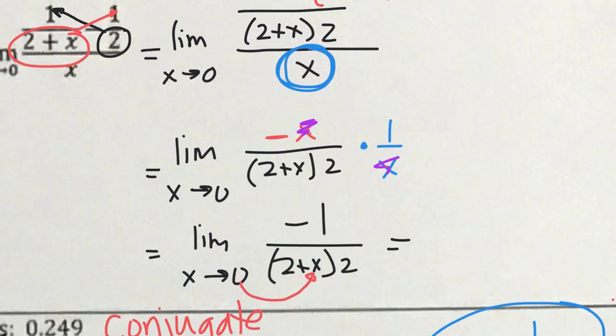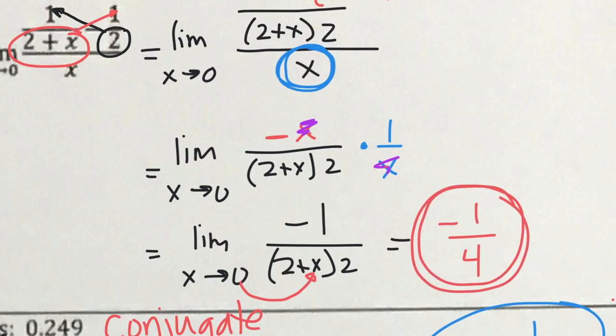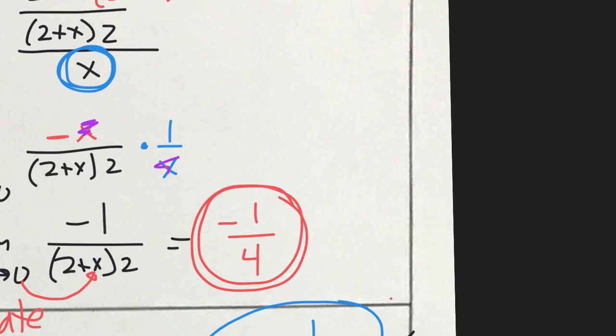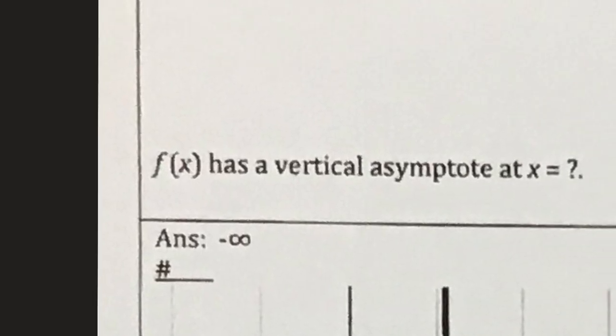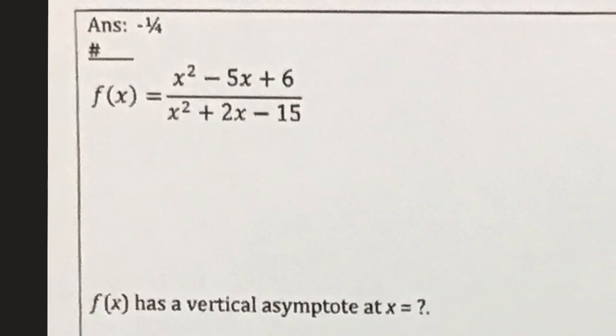So we have negative 1 over 2 times 2, which is 4. So this has an answer of negative 1/4. Okay, that takes us over here to this one. And the question says basically, where do we have a vertical asymptote?